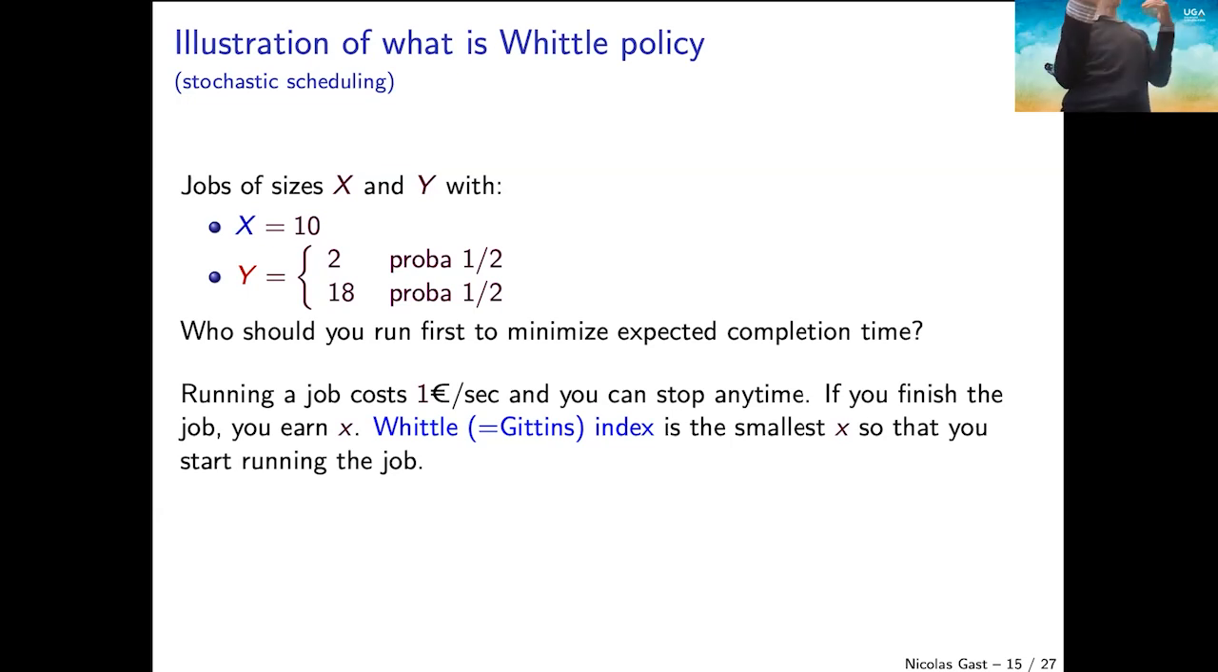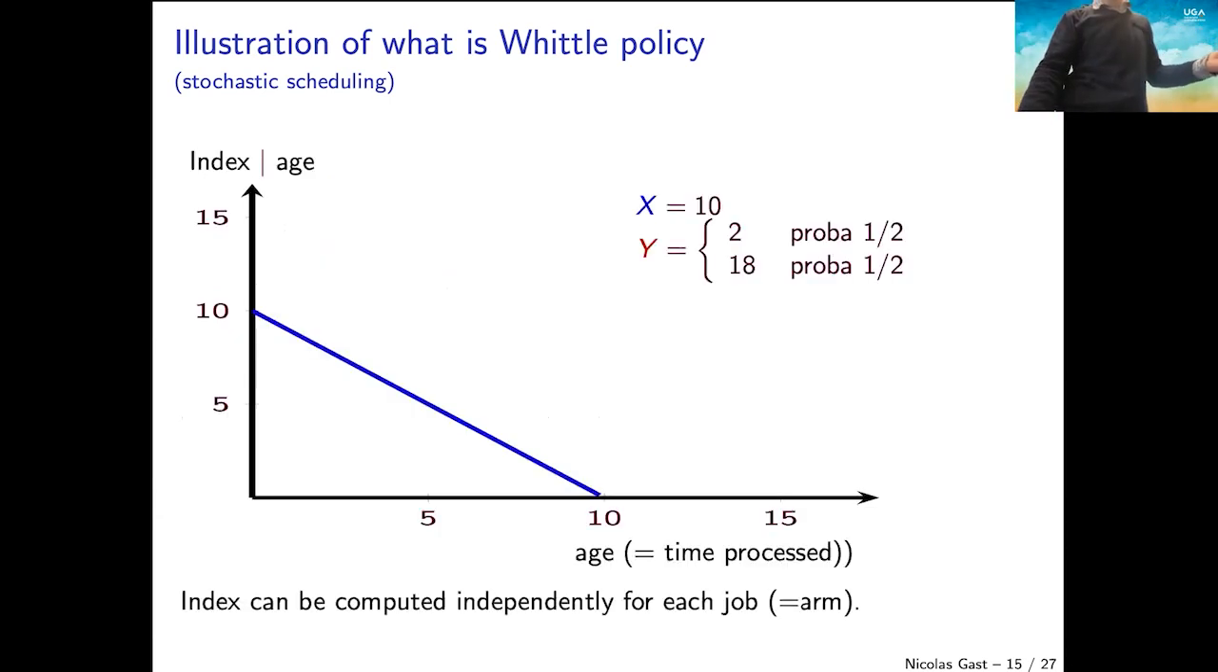Now you know that running a job for 1 hour, say, costs 1. And if you finish the job, I give you lambda. The question is, what is the smallest lambda that you want so that you are willing to start processing the job? You can stop anytime. So I give you lambda, and what is the smallest lambda that you want me to give you? Imagine that I have a job of size 10. If I give you less than 10, you're not going to start the job, because you know that you're never going to finish it. But if I give you 10, you are willing to process the job.